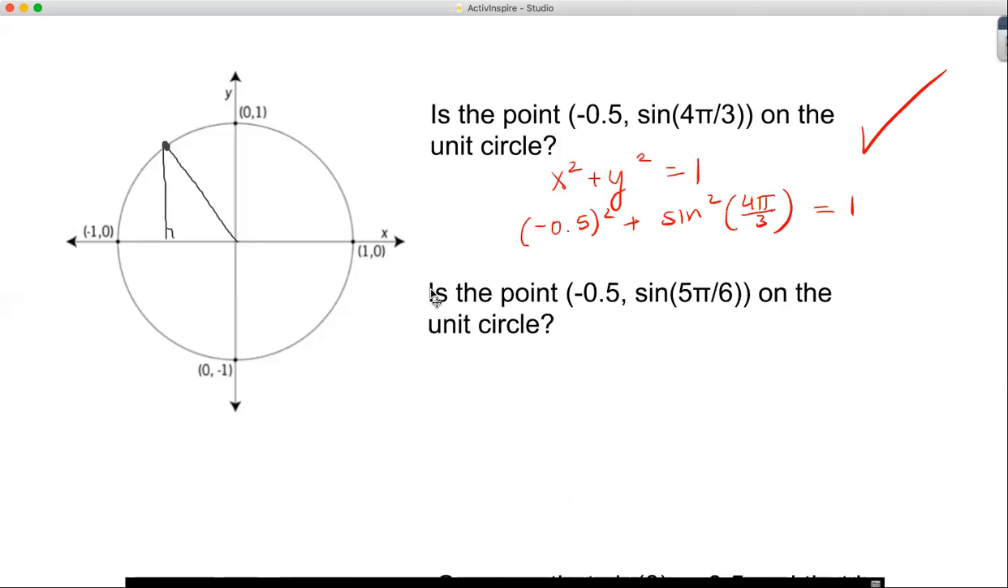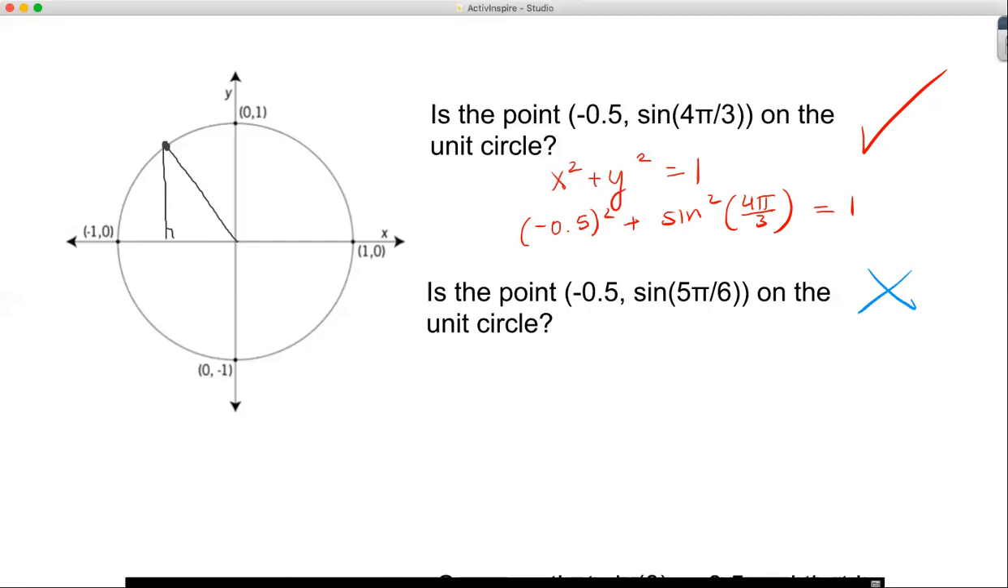Try it out, pause the video, and see if the point negative 0.5 comma sine 5 pi over 6 is on the unit circle. I will tell you that this one is not going to be on the unit circle, because when you plug in negative 0.5 squared plus sine 5 pi over 6 squared into the calculator, it does not equal 1, right? Sine 5 pi over 6 has a value of 0.5. And so the point negative 0.5 comma 0.5 is not on the unit circle. It doesn't make the equation x squared plus y squared equal 1 true.